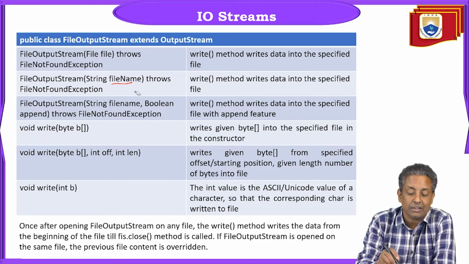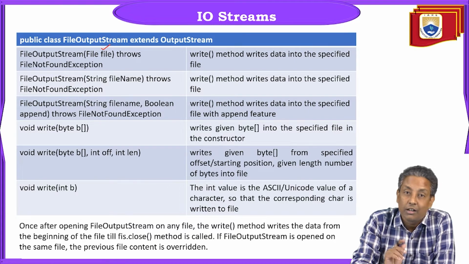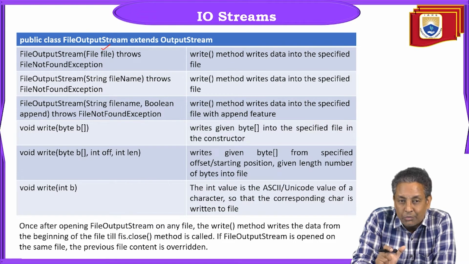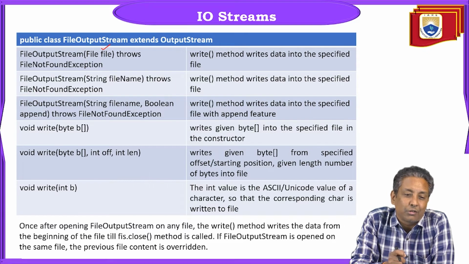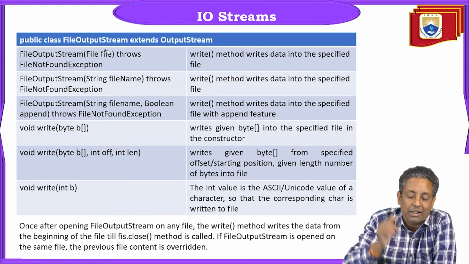So there are 3 constructors available in the FileOutputStream class. One constructor will take a File object as argument. We'll discuss the File class later on, because the input output stream concentration will be diverted if we discuss the File class, the FilenameFilter interface, and those other things. So I'll discuss the File class later.